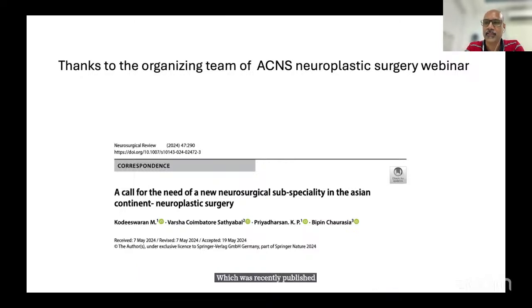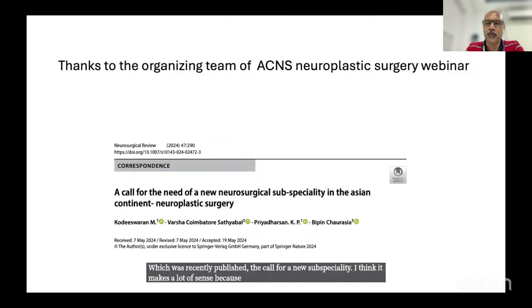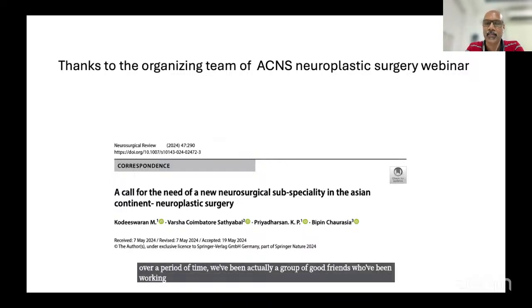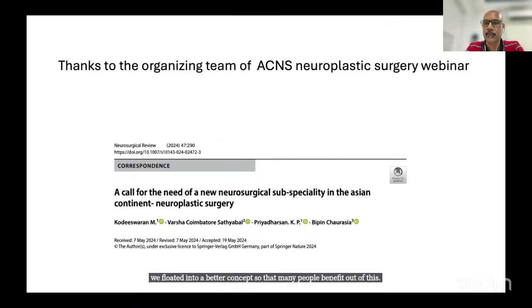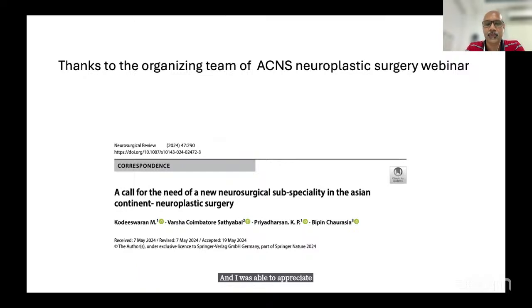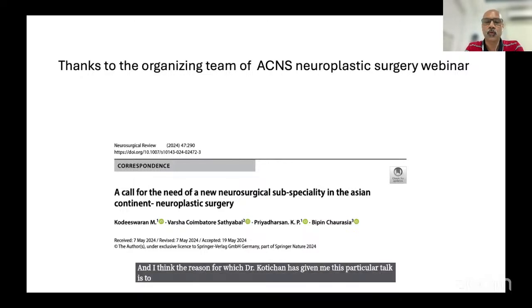for a New Subspecialty. I think it makes a lot of sense because over a period of time, we've been actually a group of good friends who've been working together. And I think this has to be floated into a better concept so that many people benefit out of this. There was a lot of interest from the earlier talks amongst the neurosurgeons who are attending this webinar, and I was able to appreciate that there is a very strong need for multi-specialty collaboration. And I think the reason for which Dr. Koteshwaran has given me this particular talk is to elaborate on the role of maybe primary or early secondary management of facial trauma along with head injuries.